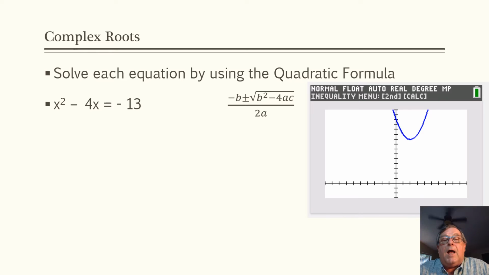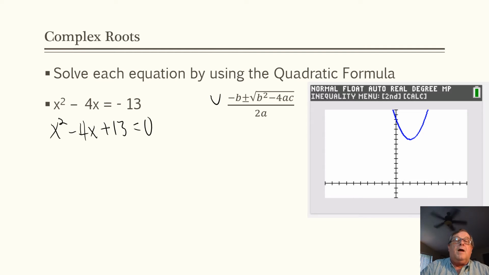All right, so here we got x squared minus 4x equals negative 13. Quadratic formula sitting right here. You'll notice a graph over here. I'll touch on it in a minute. But in order to get this, I need to rewrite this as x squared minus 4x plus 13 equals 0. Now I've got this in the form of ax squared plus bx plus c.